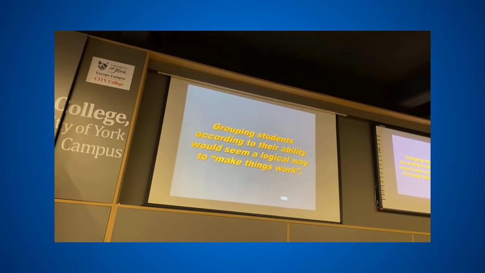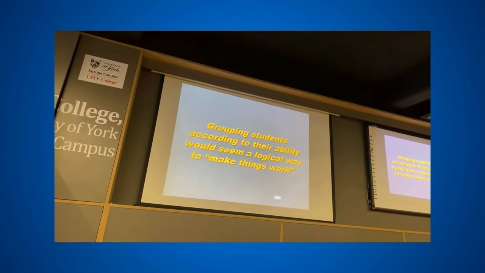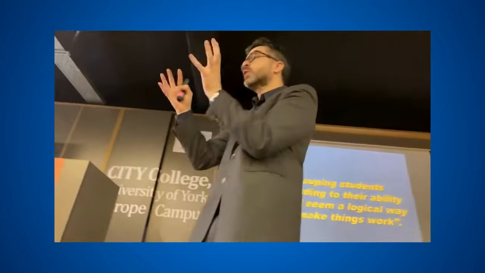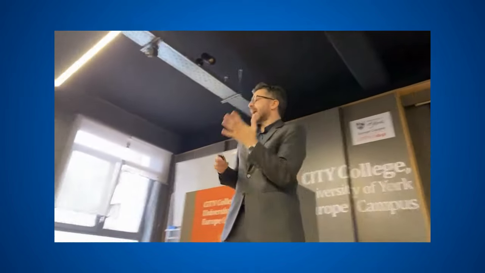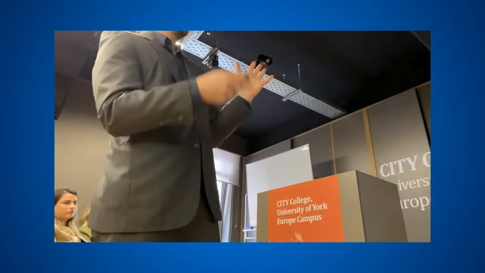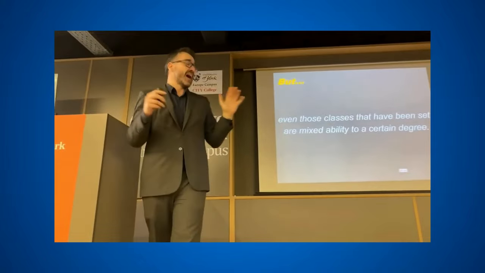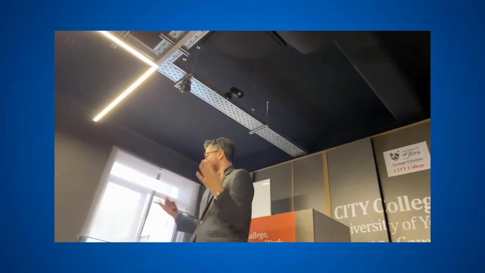Now, grouping students according to their ability would seem like a logical thing to do, right? But the point I want to make is that even if you have a classroom where all the students are really good, or a classroom where all the students are struggling a little bit, even in those classrooms, there are still going to be differences. No two students are going to be exactly the same. So we're going to look at ways we can engage our students regardless of their learning styles. Even the classes that have been set do have students that come with certain abilities that others might not have.